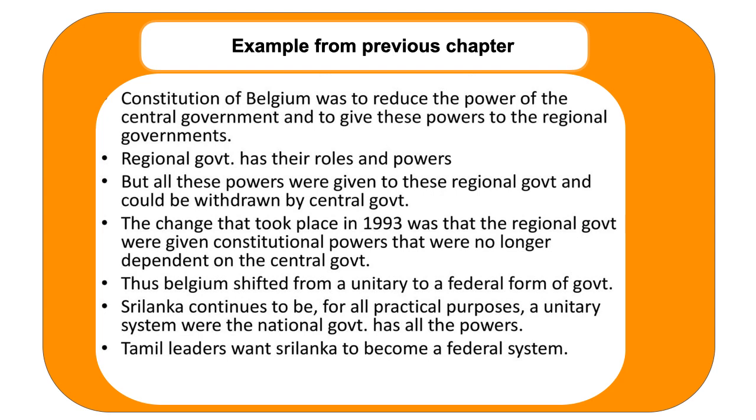But the change that took place in 1993 was that the regional governments were given constitutional powers, so that they were no longer dependent on the central government, a separate set of powers. Thus, Belgium shifted from a unitary to a federal form of government. Sri Lanka continues to be, for all practical purposes, a unitary system where the national government has all the powers. Tamil leaders want Sri Lanka to become a federal system. Let's move on to the next slide and analyze this further.